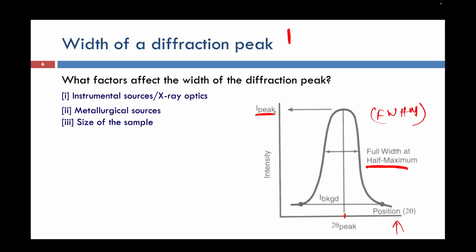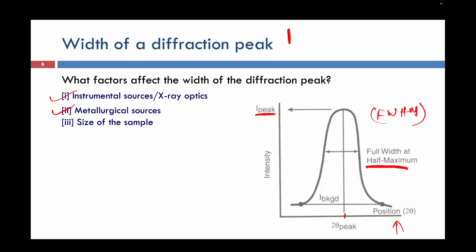There are 3 factors. One is the instrumental factor, that means the X-ray optics, which we said earlier. For example, the sample surface should have some curvature, but rather we are always keeping a flat surface. That gives some amount of broadening.